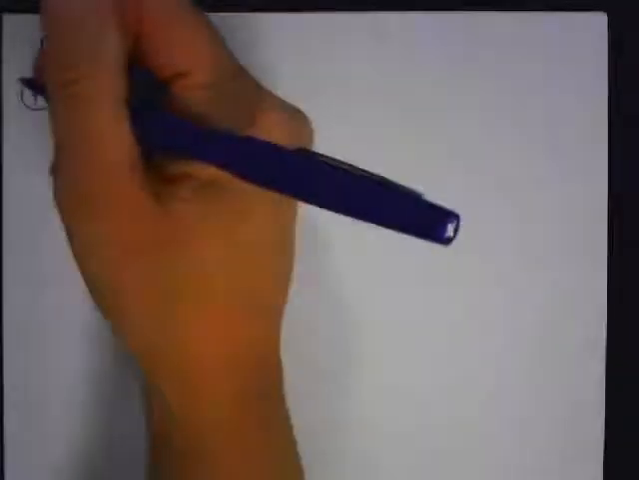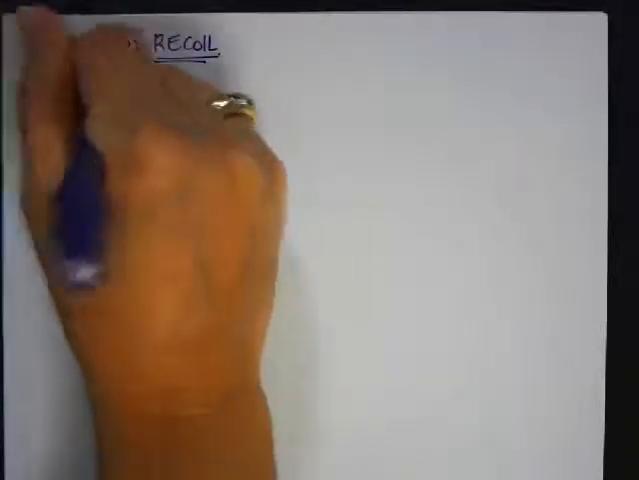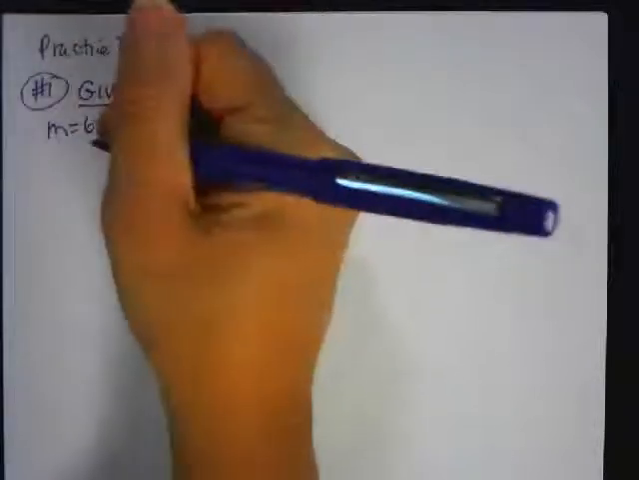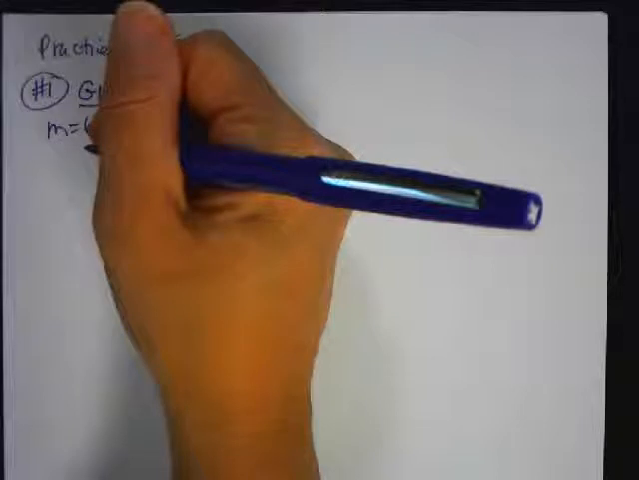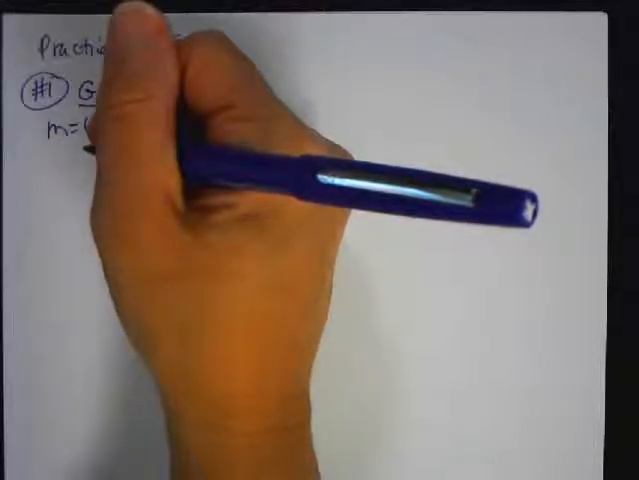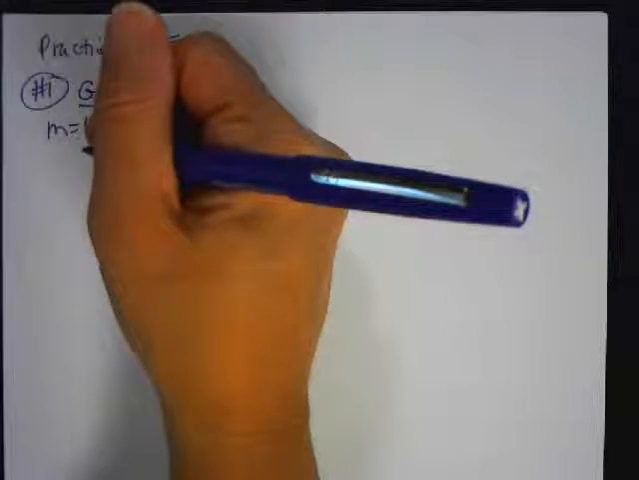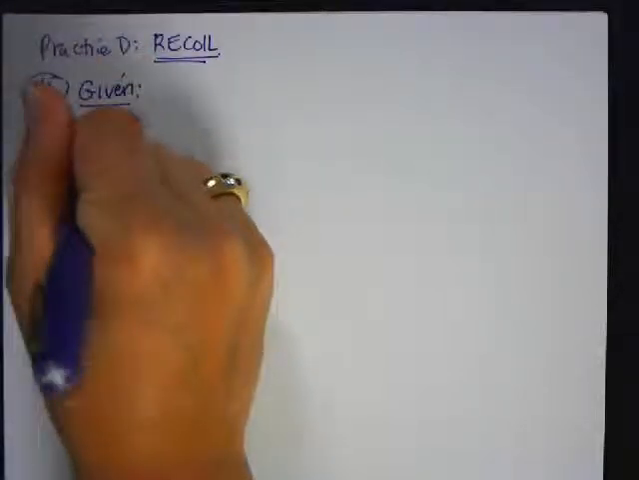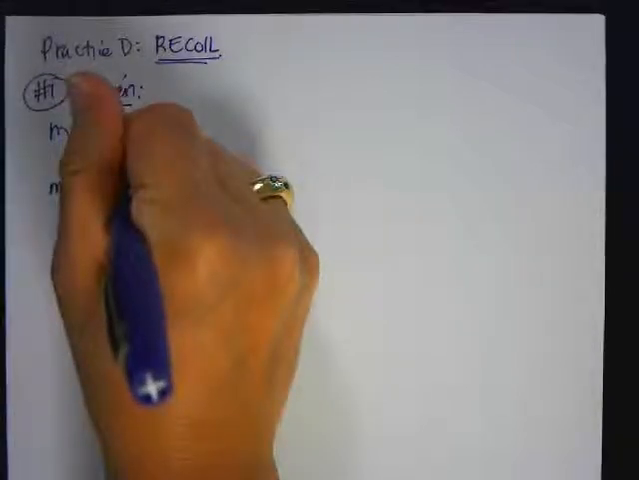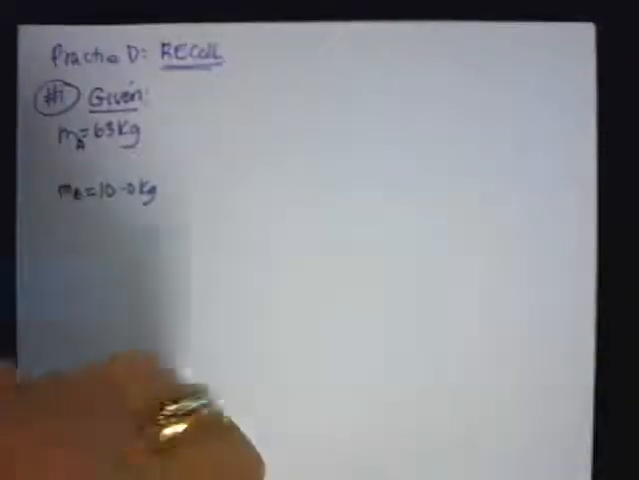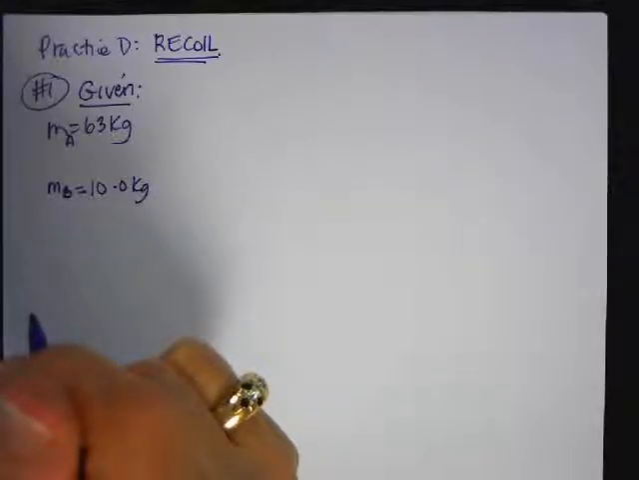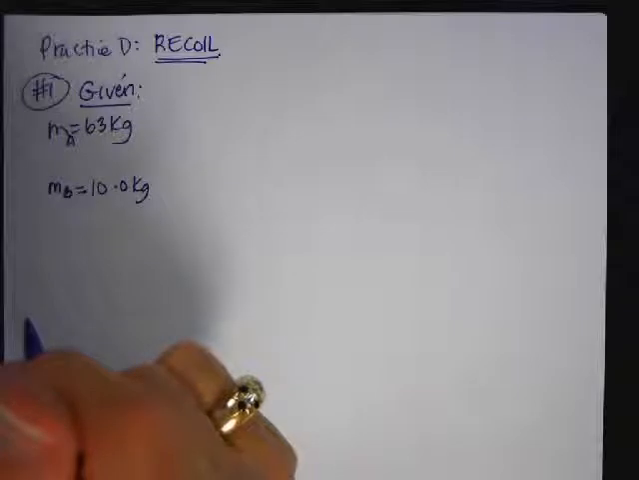Number 1 says a 63-kilogram astronaut is on an open spacewalk when the tether line to the shuttle breaks. The astronaut is able to throw a spare 10-kilogram oxygen tank. So I'm going to call this MA, and I'm going to call the oxygen tank B. So I have the masses of both. He throws it in a direction away from the shuttle with a speed of 12 meters per second.